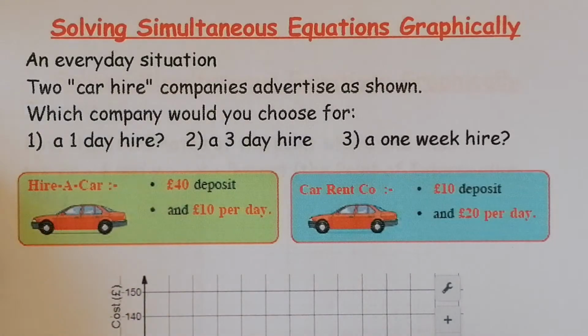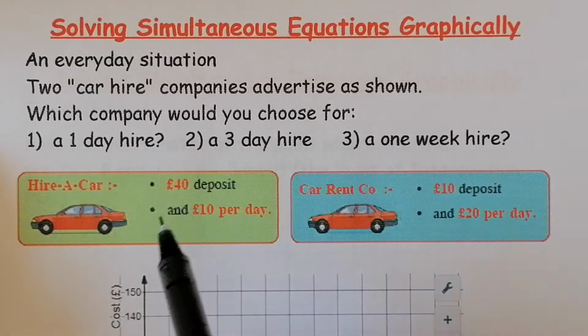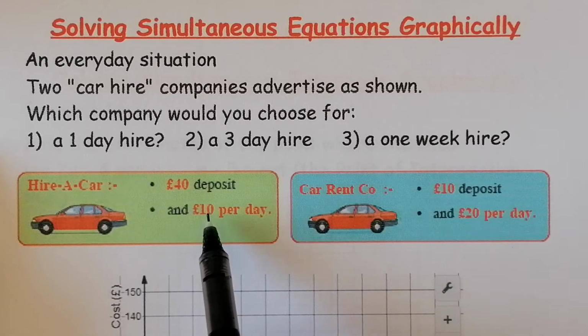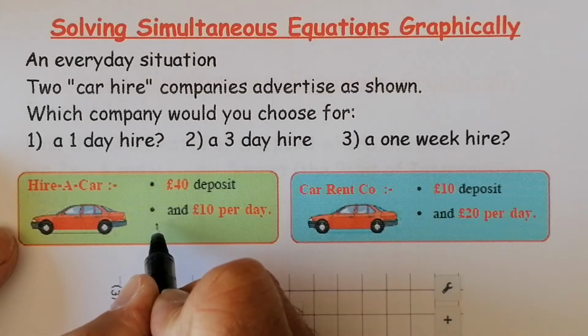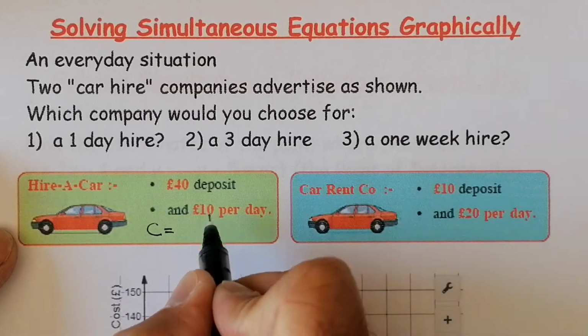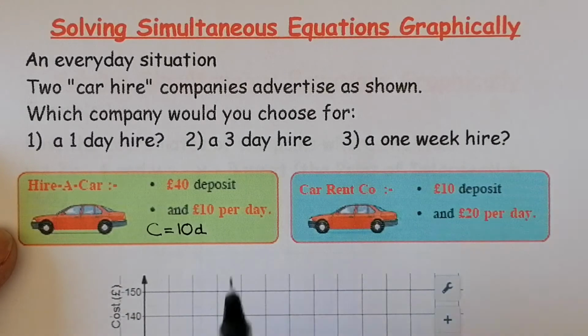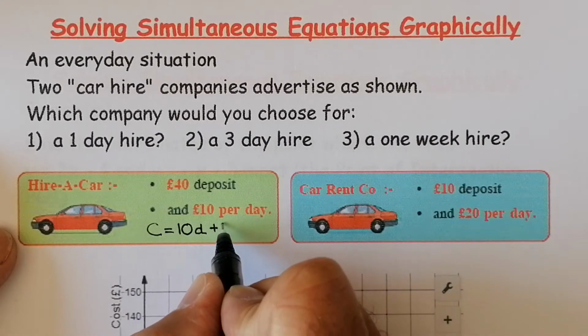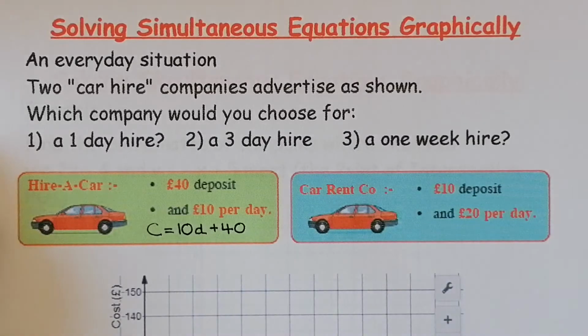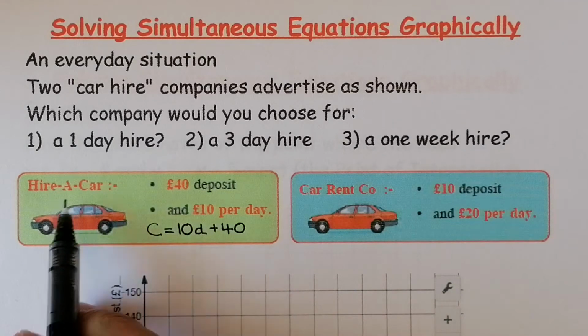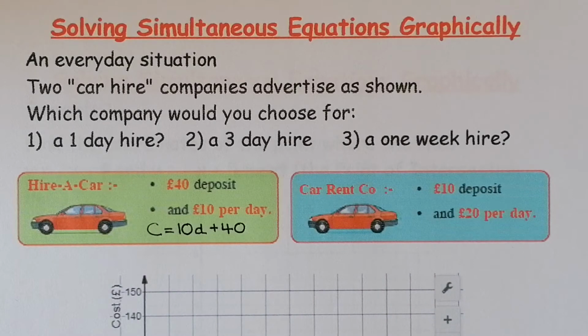So first thing I'm going to look at is hire a car. And I know that they've got a £40 deposit, and every day I'm with them, that's going to be £10. So for every day it's £10, and then I'm going to add on £40 because that's what I'll pay as a deposit. So the cost for hire a car is going to be equal to £10 every day, so £10 times days. Is that okay if I call that D? And we'll add on the deposit that we started with, which was £40. So there's a linear equation for hire a car, and that's how I'm going to be working out the equation of that line and drawing it on a graph.